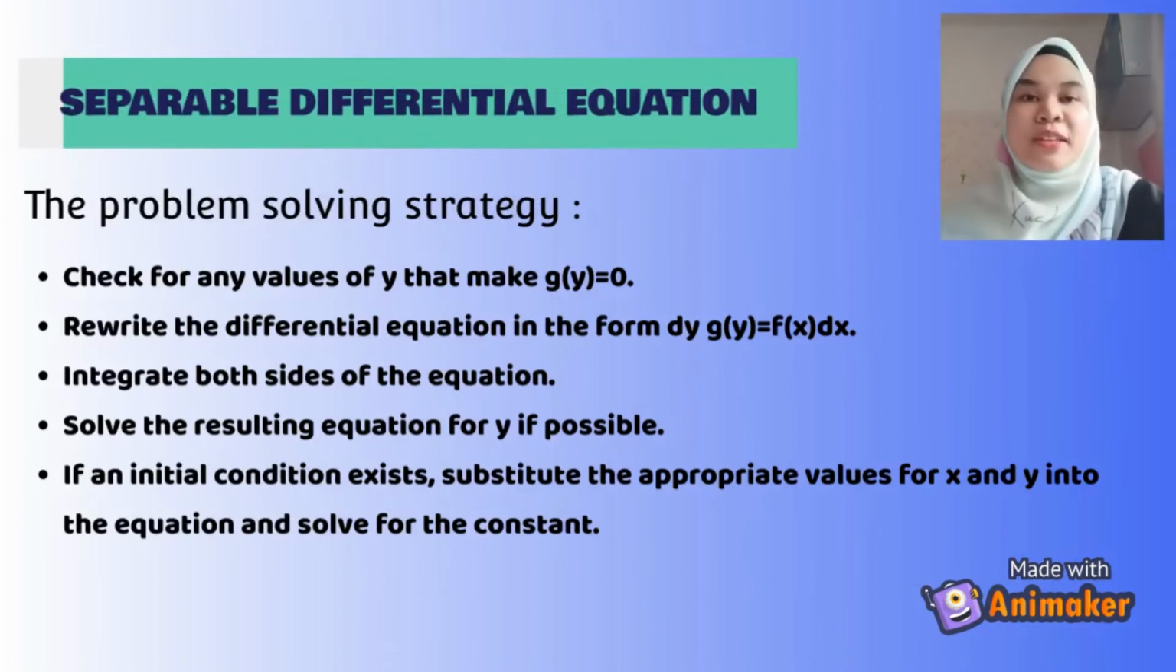First, check for any value of y that makes g(y) equal 0. Rewrite the differential equation in the form dy over g(y) equals f(x) dx. Integrate both sides of the equation, solving the resulting equation for y if possible. And lastly, if an initial condition exists, substitute the appropriate value for x and y into the equation and solve for the constant. That's all for me.